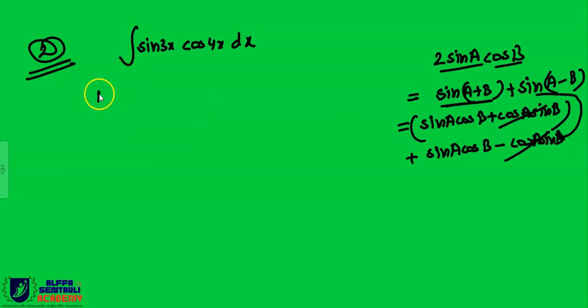Correct? So now let us multiply by 1 by 2 and divide by 1 by 2. So now this has become in terms of 2 sin A cos B. Correct beta?